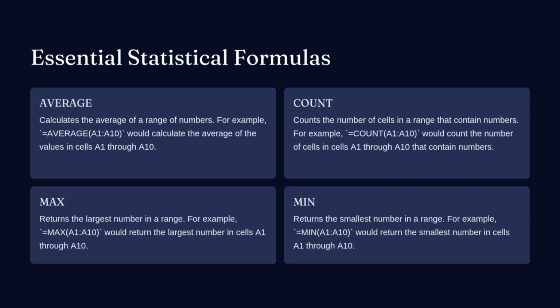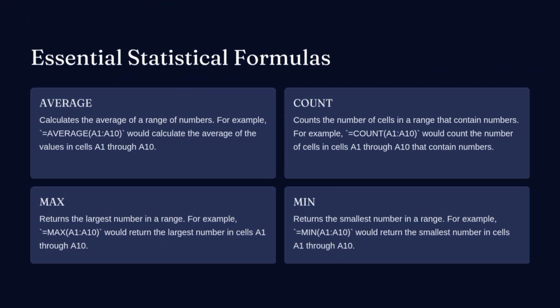Essential statistical formulas. Average calculates the average of a range of numbers. For example, equals AVERAGE(A1:A10) would calculate the average of the values in cells A1 through A10. Count counts the number of cells in a range that contain numbers. For example, equals COUNT(A1:A10) would count the number of cells in cells A1 through A10 that contain numbers.